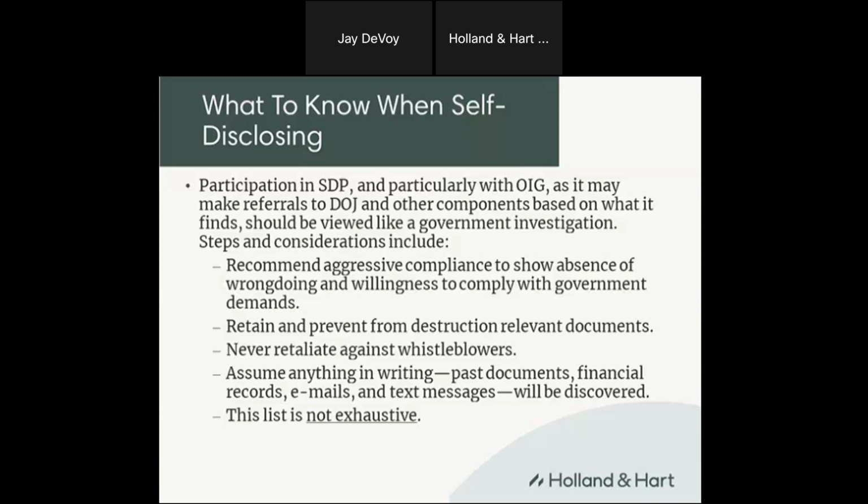Most importantly, never retaliate against whistleblowers. They have a range of state and federal protections, especially if they are the ones that reported this information to the government. And assume anything in writing, whether you think it's deleted or it's been lost already, is or can be recovered or discoverable in some circumstance.